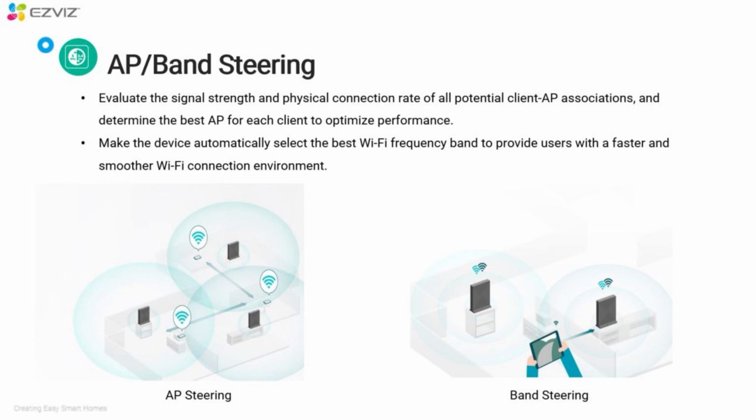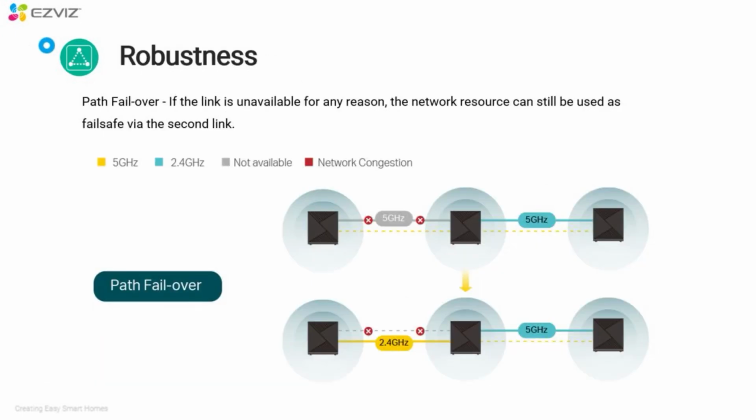And the AP band steering. The advantage of these features is that the mesh terminal will evaluate the connection strength between all potential clients and the AP, as well as the rate of physical connection, to provide a better connection path. The robustness reflects the strength of the network connection. When one of the links fails, it can quickly switch to another link to ensure the normal operation of the entire network.